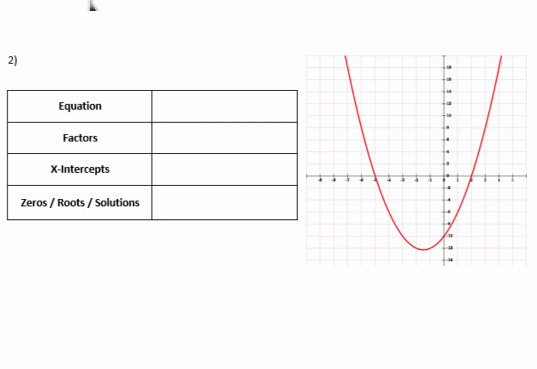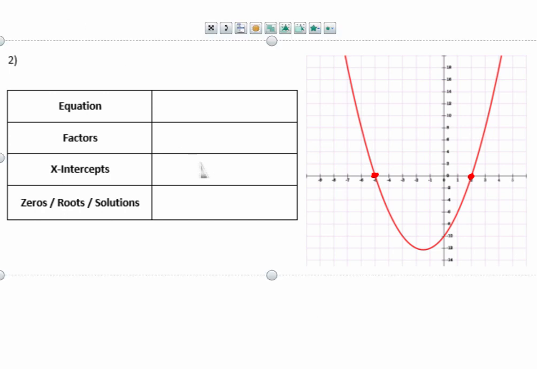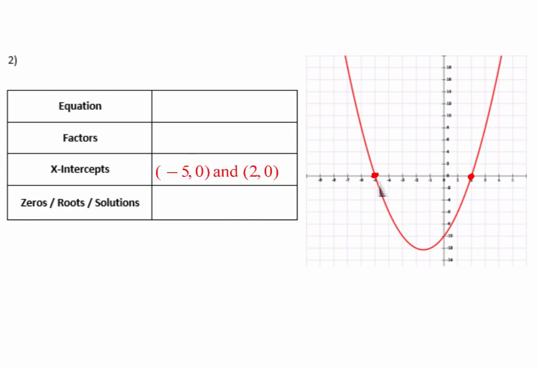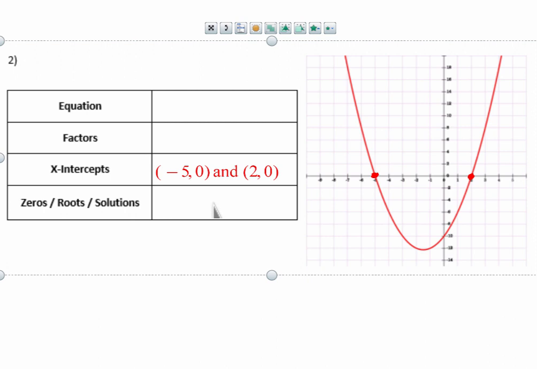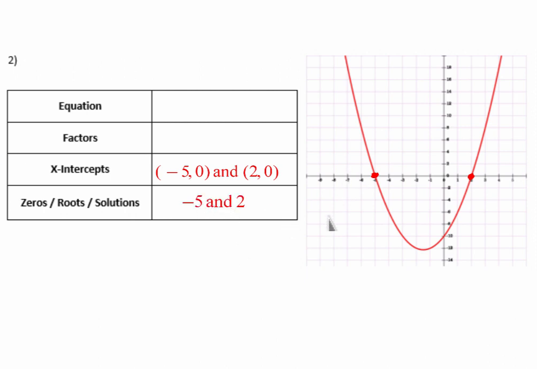So if we look at our graph, what we first need to figure out is what of these things I can come up with from my graph. Well, I can come up with my x-intercepts. They're right here, and right here. So this x-intercept is at negative 5, 0, and this x-intercept is at 2, 0. Now knowing that, that means that my roots are simply negative 5 and 2.